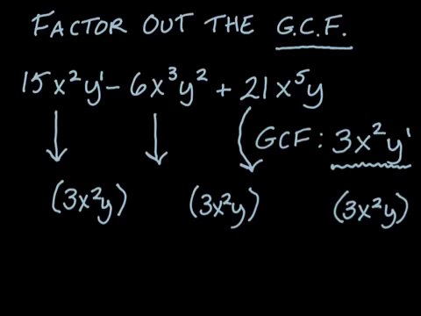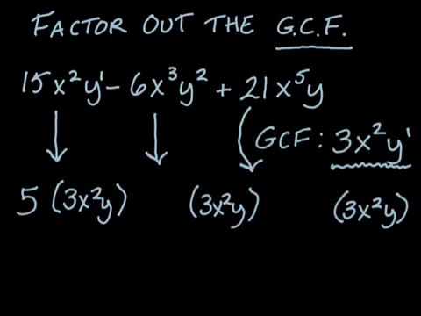So part by part, 15 divided by 3 will give me 5. Therefore, when we multiply these together, you'll notice my 5 times 3 will go back to the 15 I had up here. Next up for the x's, x squared divided by x squared, and it's going to take it all out so I have nothing left. For the y's, y divided by y simplifies completely, so nothing left. So if I take the original term, 15x squared y, and rewrite it to be 3x squared y times something, that something is just 5. Now we move on to the next term.